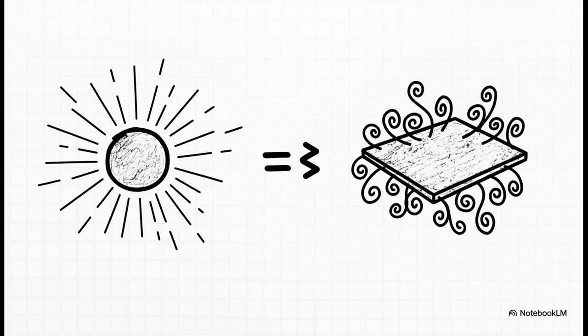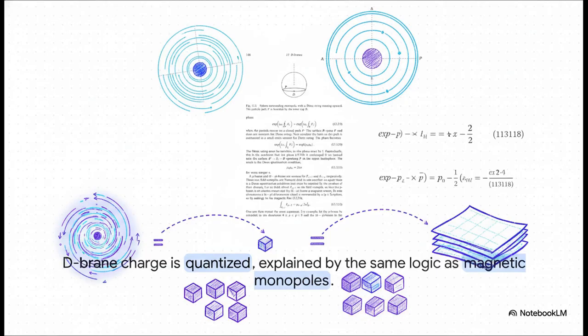You know how an electron has an electric charge, and that creates an electric field? Well, a D-brane has something called an RR charge, and it acts as the source for a special type of field that exists in string theory, kind of like how a magnet is the source for a magnetic field. And this charge has a really fascinating property. It's quantized. That just means it only comes in distinct, whole number chunks of some fundamental unit.